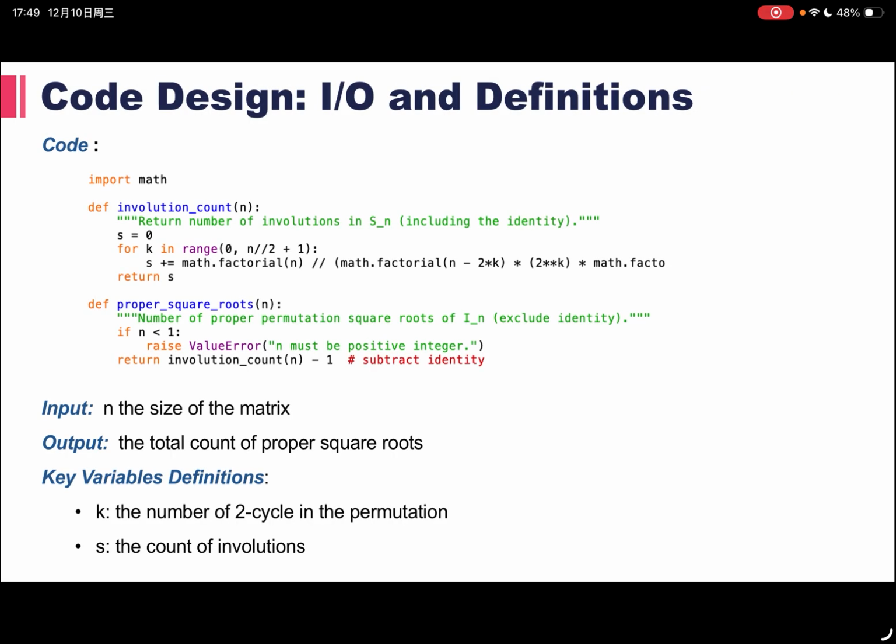Based on this math, here is my code design. The input is the integer n, the size of the matrix, and the output is the total count of proper square roots. In the code, the variable k represents the number of 2-cycles in the permutation, and S is the total count accumulator.